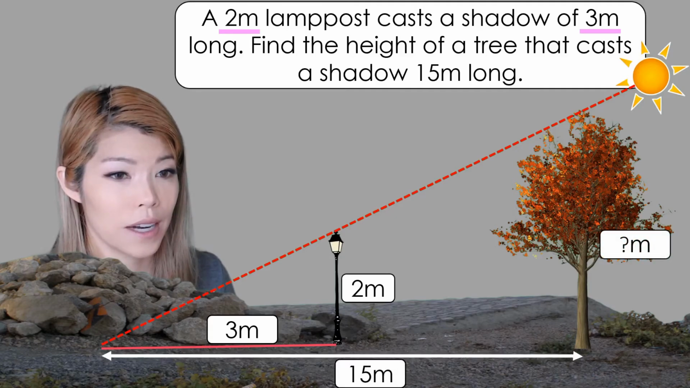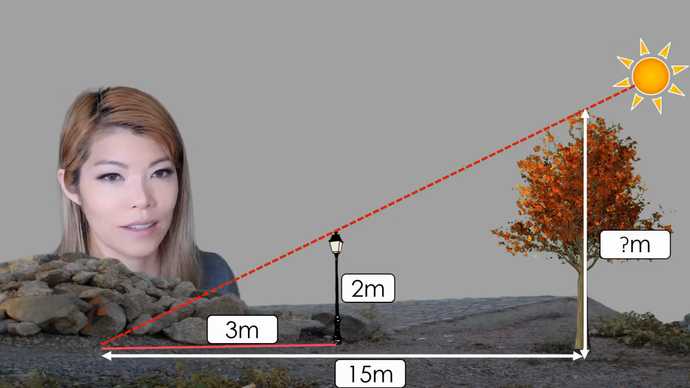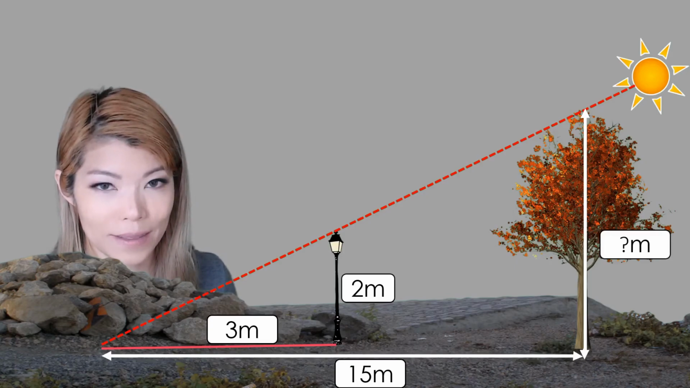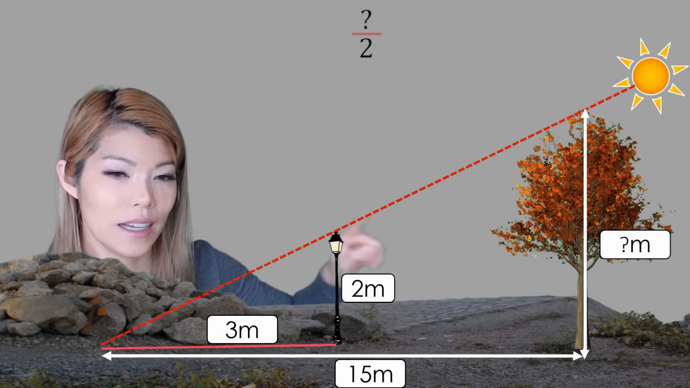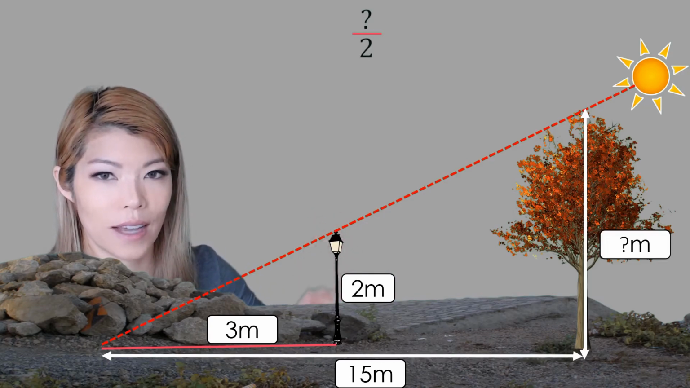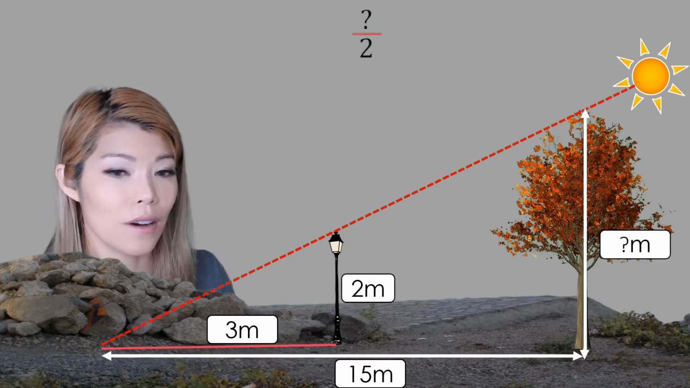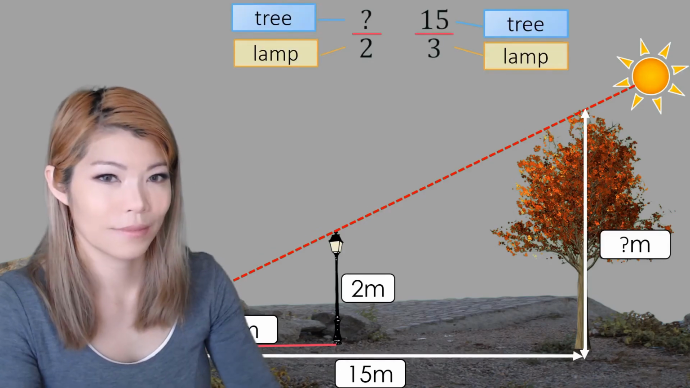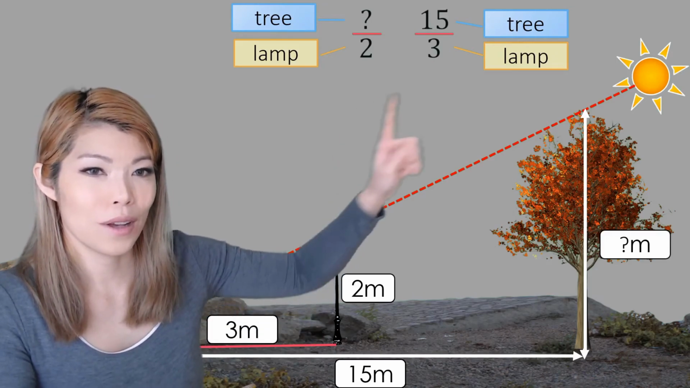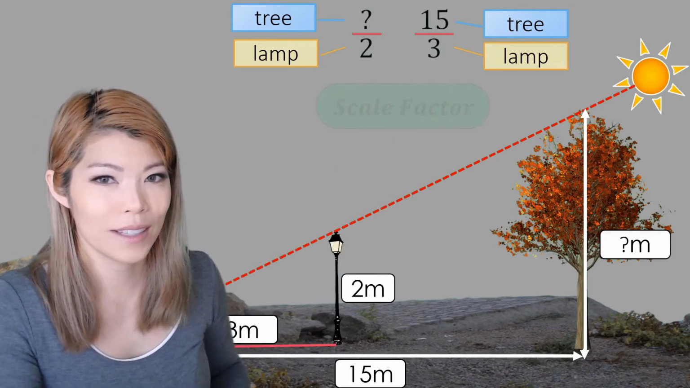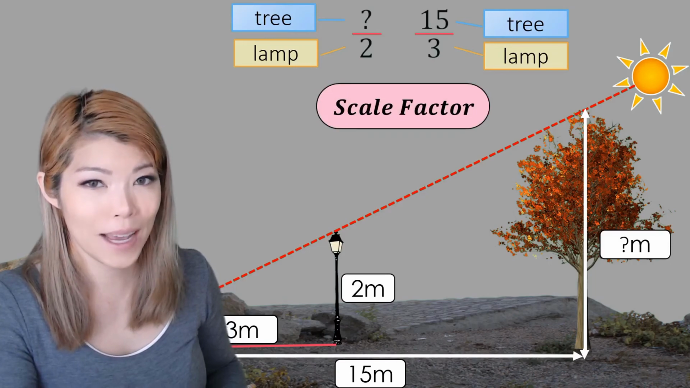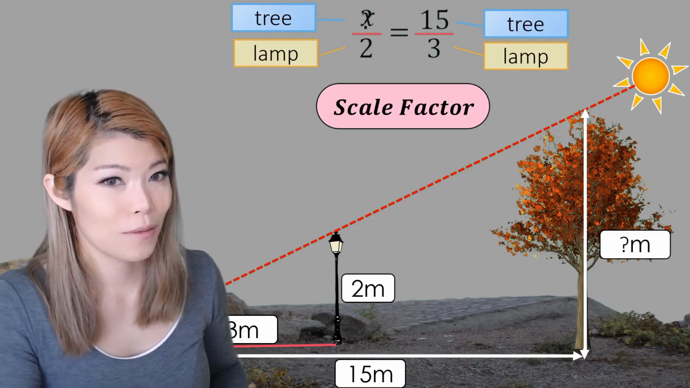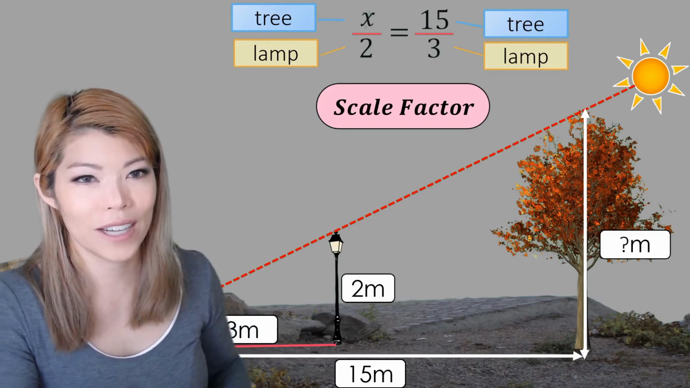Now we need to figure out how tall the tree is. Now because of similar triangles, we can use corresponding sides to figure out how tall the tree is. Now the height of the tree is corresponding to the height of the lamp. Now the shadow of the tree corresponds to the shadow of the lamp. Now we know that the ratios of the corresponding sides are going to give us the scale factor and they're going to be the same because it's a similar triangle. So now that we know they're the same, we can write an equation. Let's call the height of the tree x.